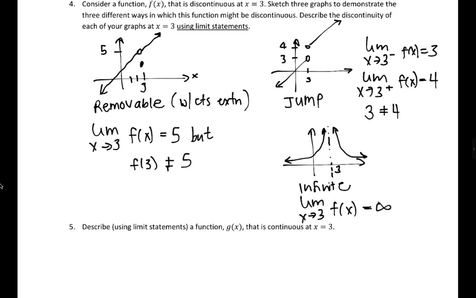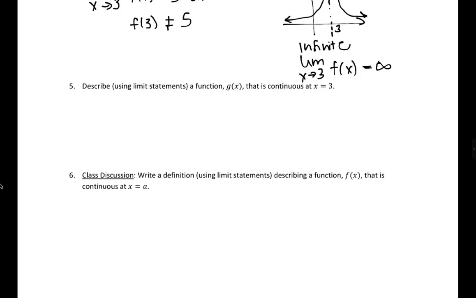But even that's not enough, because as in the case of the removable, we have the limit as x approaches 3 of the function. It exists, it's the same from the left and the right, equals a number, and yet this function is still not continuous because that limit doesn't equal f of 3. There's a hole there. So if we take all of those restrictions together, we can come up with the definition of what it means for a function to be continuous.